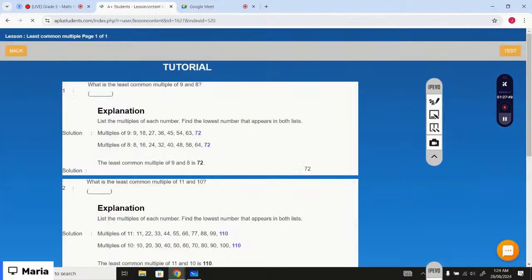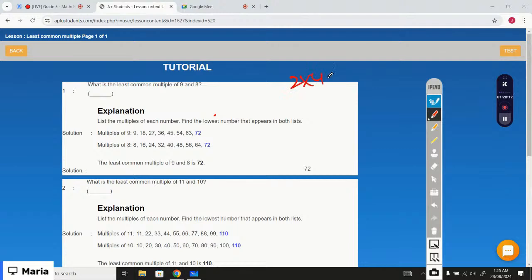Let's just start with the lesson. What is the least common multiple of 9 and 8? So you must learn the difference between the multiples and the factors, right? Multiples are the two numbers that when multiplied make a new number, right? For example, 2 times 4 is 8.